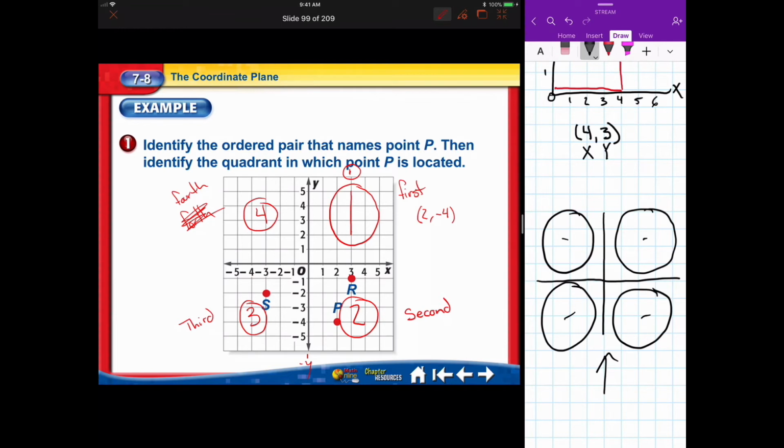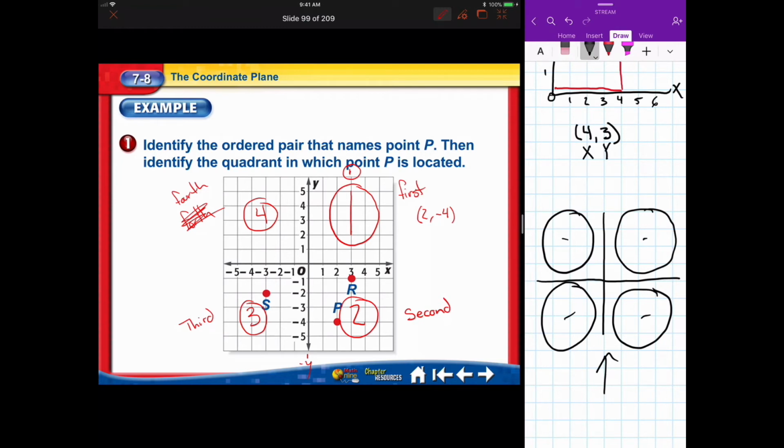Okay? So those are the quadrants. It is going to be very important, boys and girls, that you make sure you answer both parts of the question. Okay? Both the ordered pair and the quadrant.